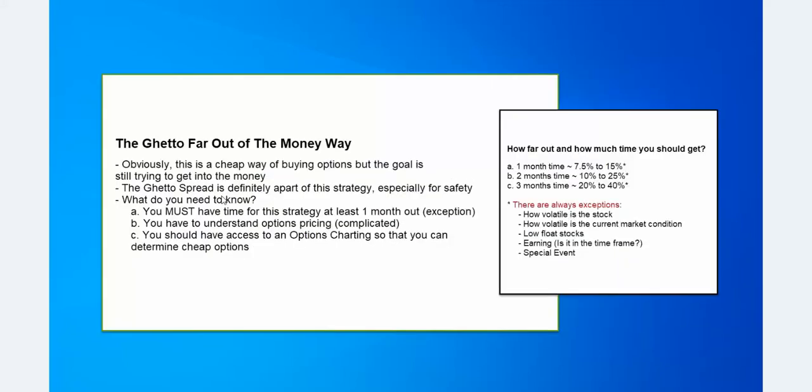And then the next thing, I think this is the best way. The getting-out-of-the-money way is cheap, and it could make you a lot of money. You buy an out-of-the-money option, but the goal is still to get into the money. If there is any problem and you don't think it's going to reach that point, you could always use a hedge spread. So a hedge spread comes hand in hand with this strategy.